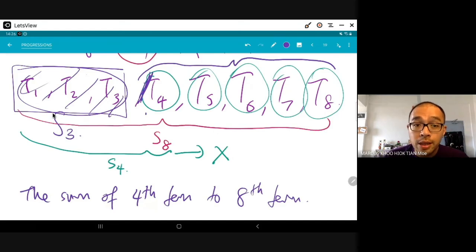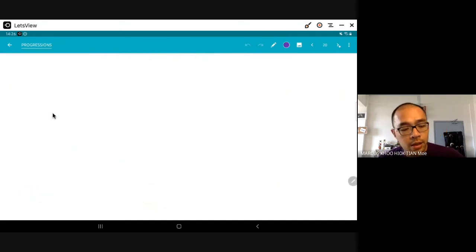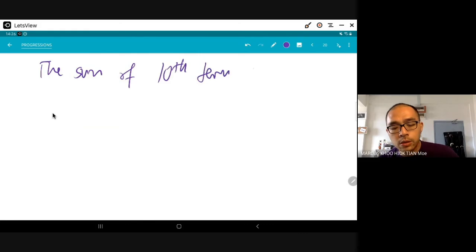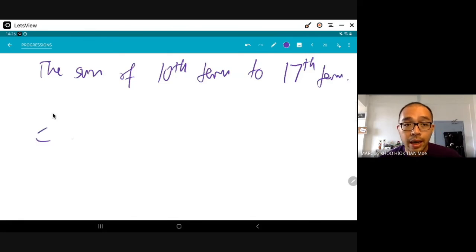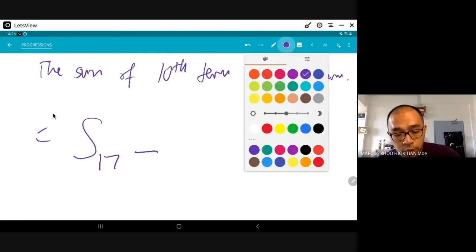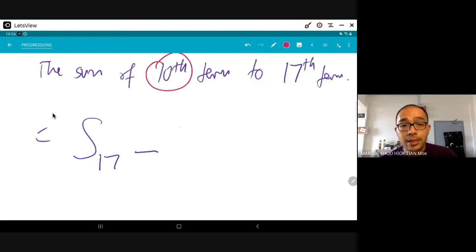Okay, and we can use this in any situation, you know. Okay, the sum of the 10th term to the 17th term is S17 minus, bukan S10 tapi S9. Okay, we have to bear in mind this particular thing.